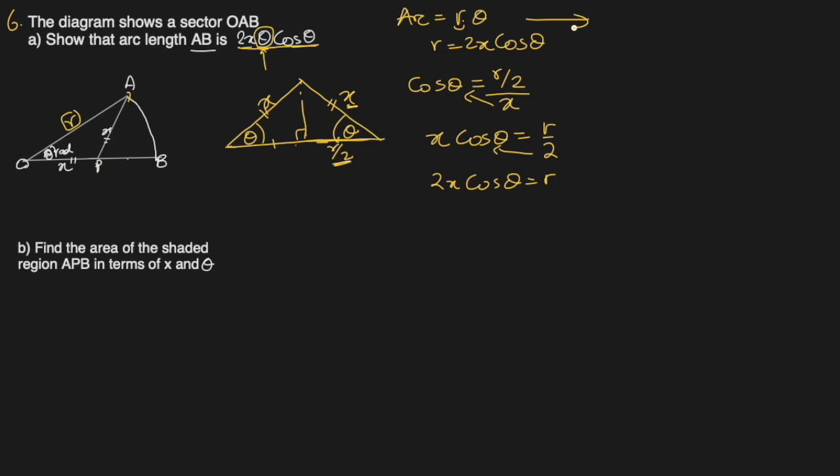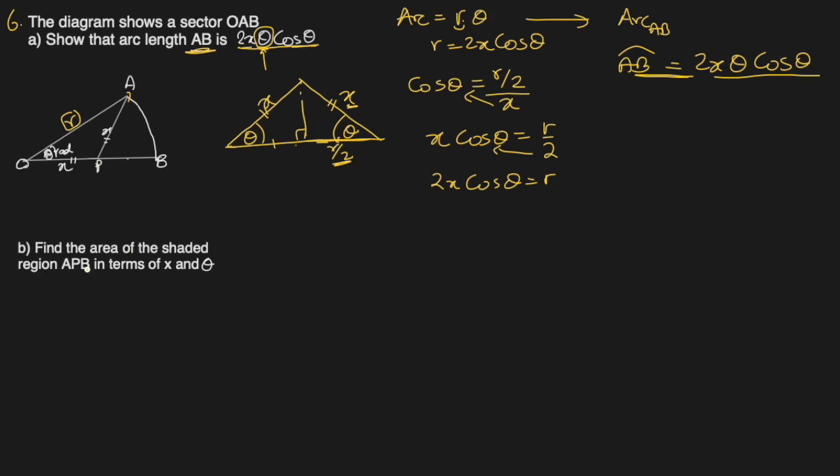and that's why this arc length, which is, what is the name of the arc? AB. They are saying AB, or you can write arc AB is equal to 2x theta cos theta. So let me write theta here, cos theta here. This becomes the expression they wanted for arc AB.